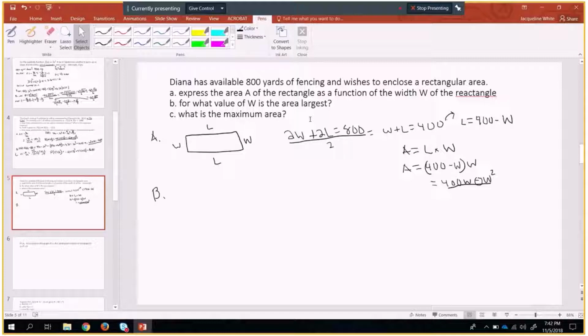All right, and what was the thing that we did for the last question? We just found the axis of symmetry, right? So let's rearrange that area as A is equal to negative W squared plus 400W, right? So then to find the axis of symmetry, we have that X is equal to negative B over 2A. Our B is 400 and our A is negative 1. So we have negative 400 over 2 times negative 1, and that's going to be equal to 200.